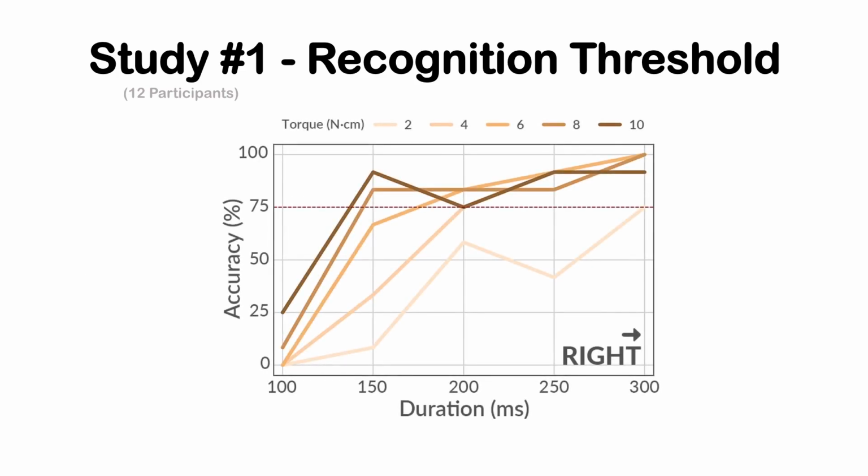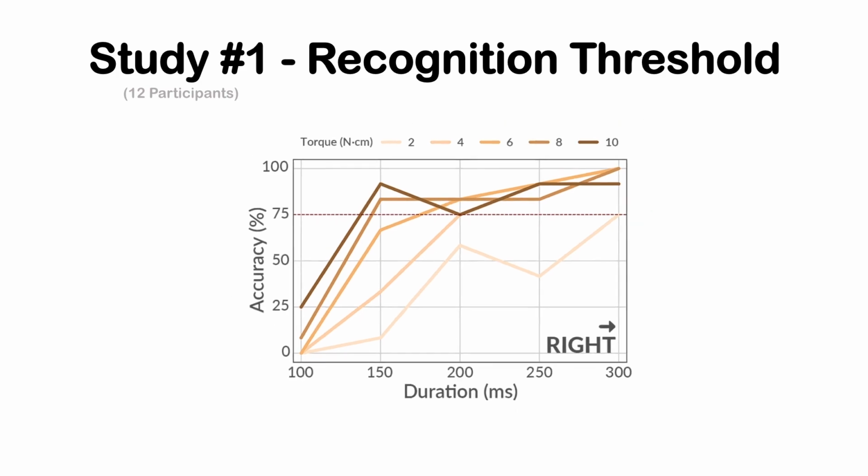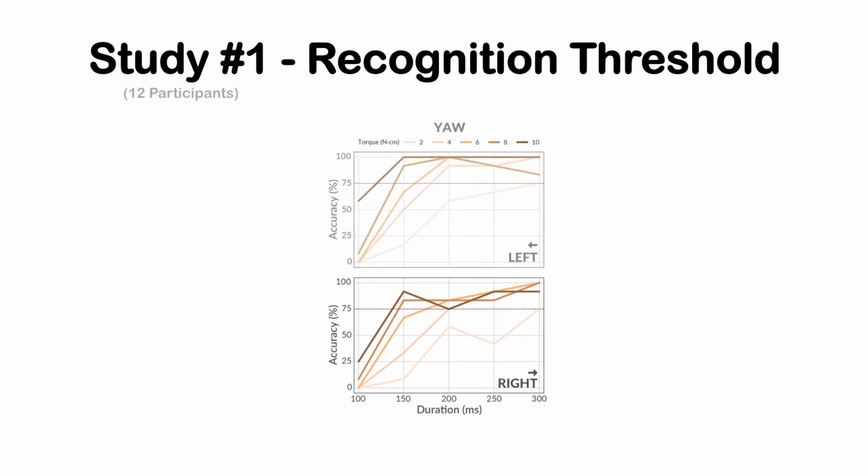The following line charts display the percentage of participants who correctly identified the direction of the haptic cue. The horizontal axis represents the time duration, and the vertical axis represents the ratio of correct responses. The different line colors represent varying torque intensities, with darker lines indicating stronger torque. We can observe several patterns. First, the accuracy percentage increases as the time duration and torque strength increase. Second, the accuracy is balanced for each axis. For instance, the left and right directions of the yaw has similar accuracy.